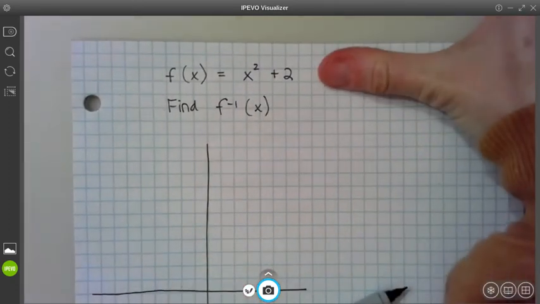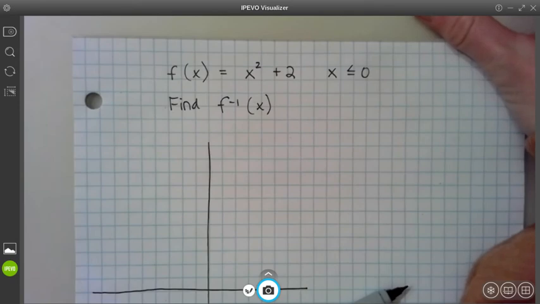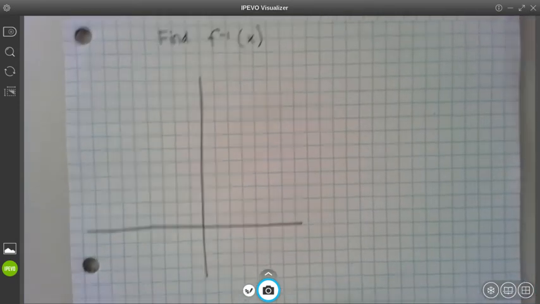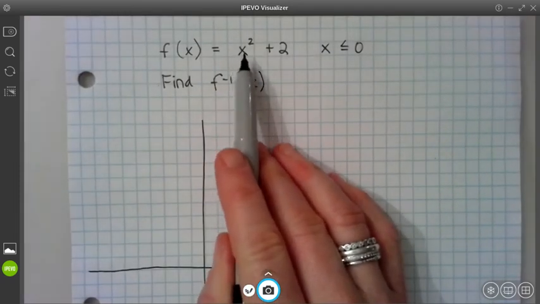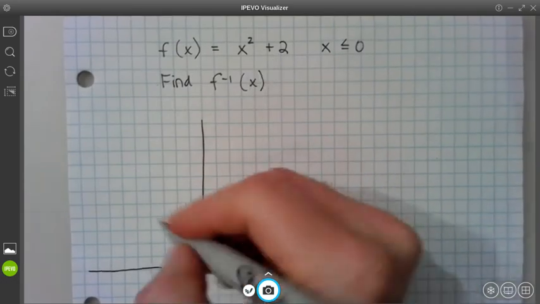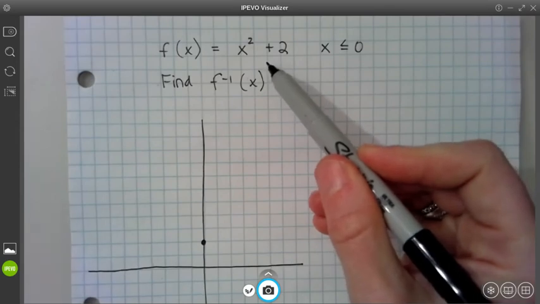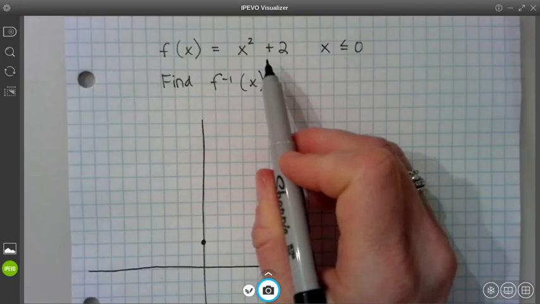Without this restricted domain, that would be the graph of a parabola, which we know would not be 1-to-1, so its inverse would not exist. So they've restricted the domain so that the inverse can exist. The first thing I like to do is get a picture of this. If this is vertex form, x minus 0 quantity squared plus 2, your vertex is 0, 2. Or you can do negative b over 2a, get x is 0, plug it in and get a y of 2. Either way, this is a parabola with a vertex at 0, 2.